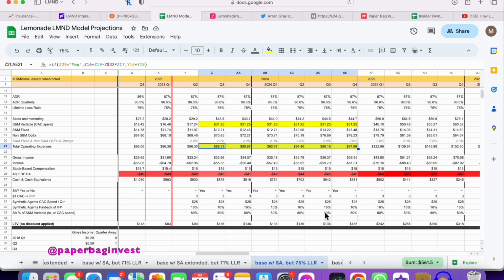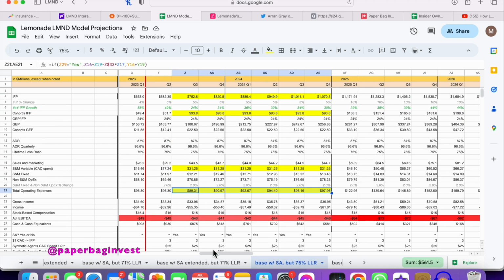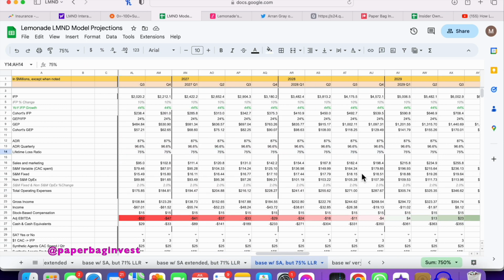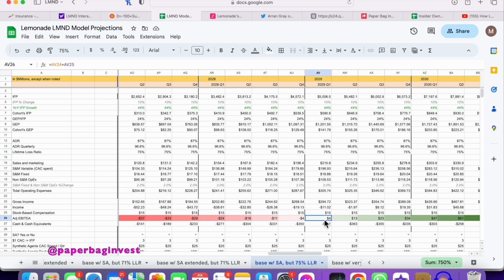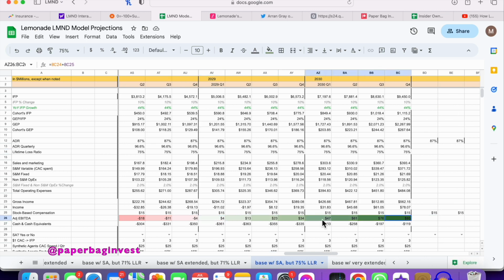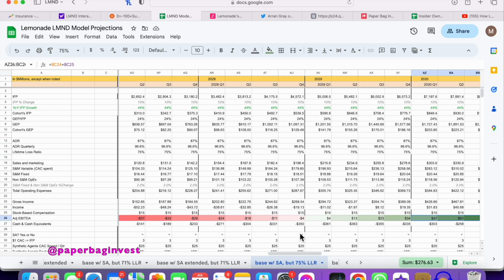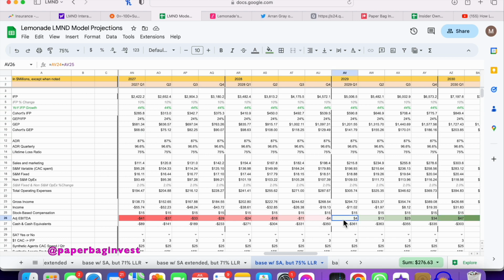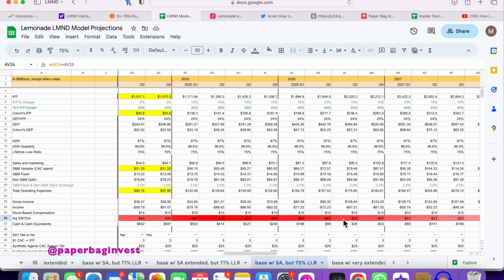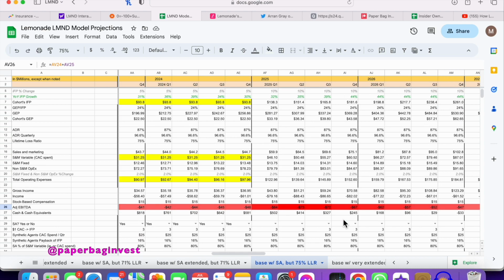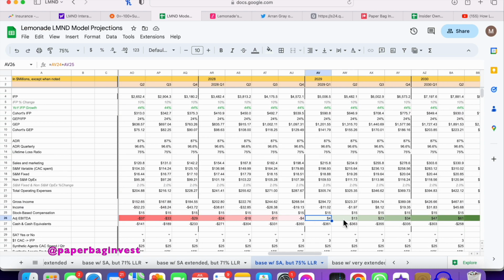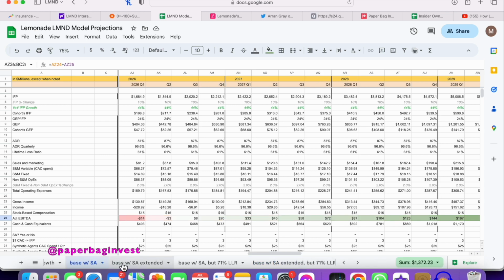Okay, now let's look at the base case with just 6 quarters of synthetic agents, but a 75% lifetime loss ratio. So we had 61% as the base case, 71%, now we're at 75% all the way through, and they don't get to profitability here until 2029, and then in 2030, they're at 276 million adjusted EBITDA, so not super great if they're only going to hit a 75% lifetime loss ratio. Again, I think something closer to what they revealed on Investor Day is more likely, but we want to cover all our bases here.